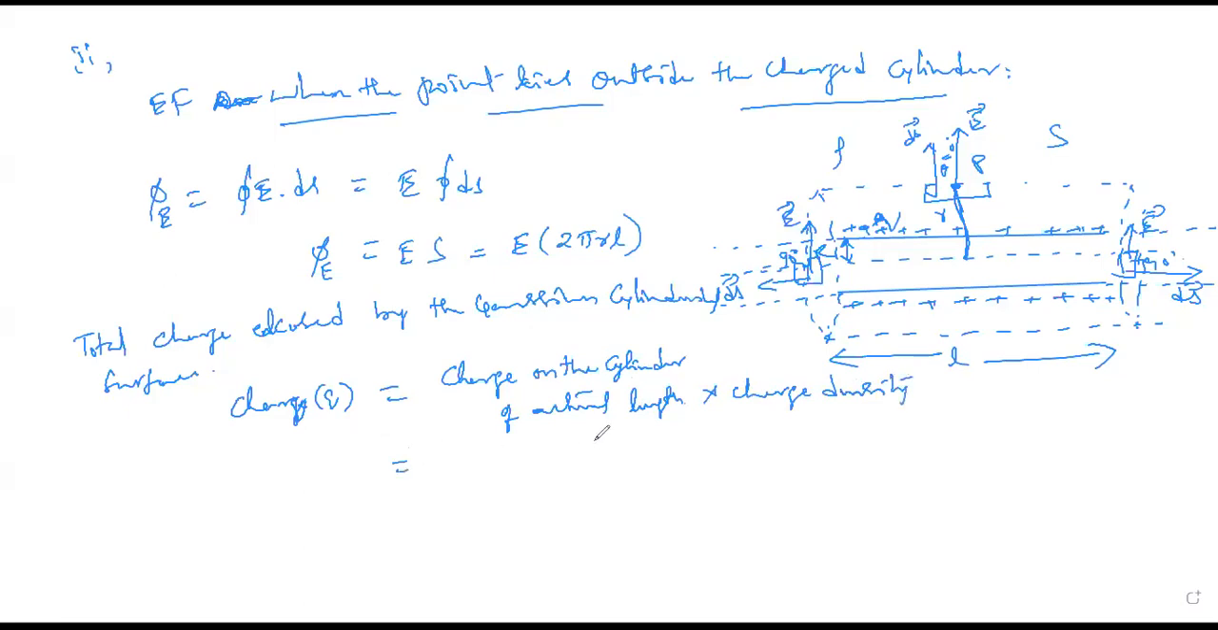I will write charge on the cylinder of actual length. So what is the charge on the cylinder of the actual length? What is the meaning of that? Charge on the cylinder means volume, correct or not? Charge on the cylinder of actual length into charge density. Here you have written charge, again I am writing charge. Is it correct?